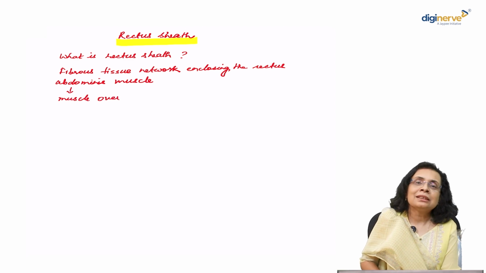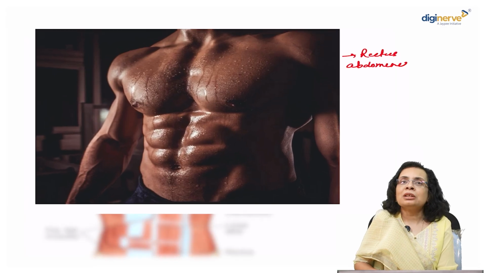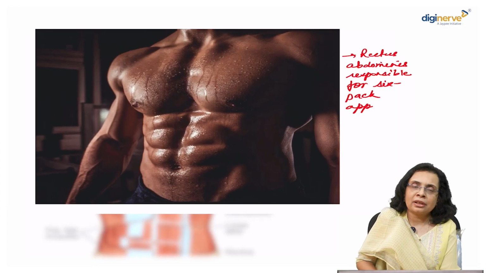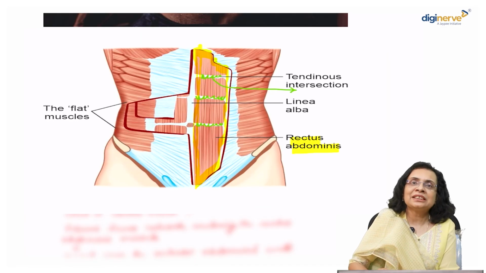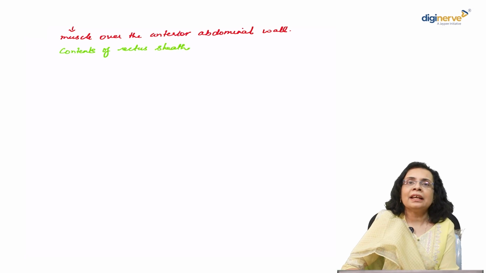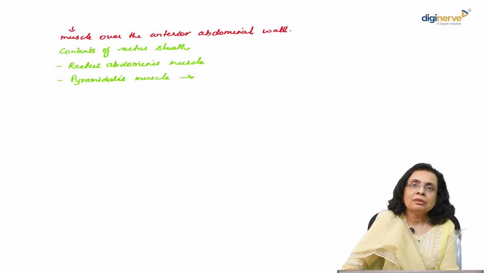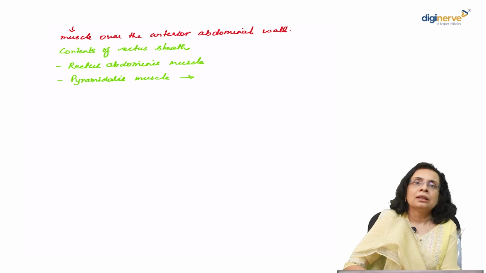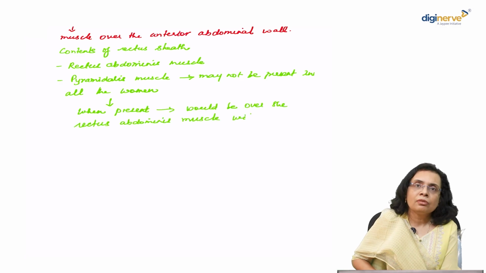Rectus abdominis muscle is a muscle of the anterior abdominal wall which is mainly responsible for giving the six-pack appearance because of the presence of serrations in it. And it also runs vertically over the anterior abdominal wall. So the contents of the rectus sheath: it contains the rectus abdominis muscle, and the pyramidalis muscle will be present over the rectus abdominis within the rectus sheath. Now note that pyramidalis may not be present in all women.